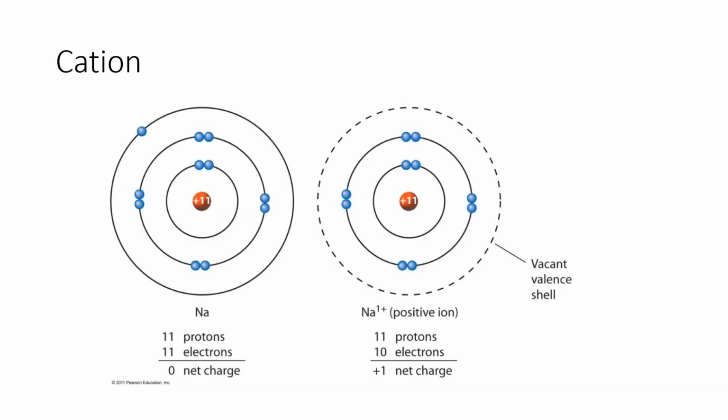So the last topic is a cation. Now, we had an anion, which was a negatively charged atom. Here we have a cation, which is a positively charged atom. Now, the important thing to note is that the thing that changes in atoms to create an ion isn't the proton. And you can see it here. If you look at both pictures, you notice the only thing that changes is the number of electrons.